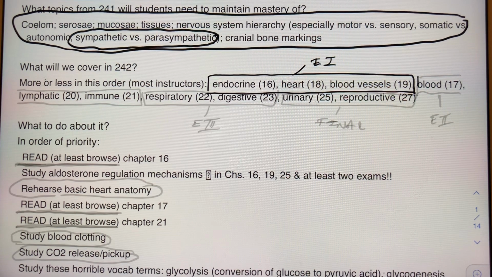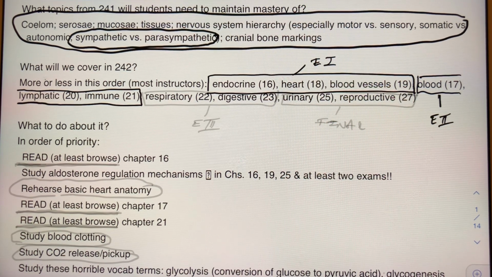Because the endocrine system is a beast. But there's a lot of information in the blood chapter and a lot of information in the immune chapter. So I don't want to put heavy chapters together more than I absolutely have to. Therefore, blood, lymphatic, and immune, I teach those for exam 2. Respiratory and digestive, both fairly bulky.